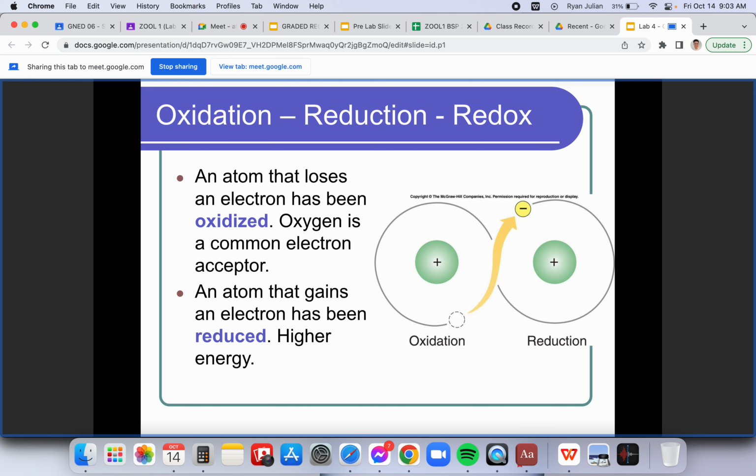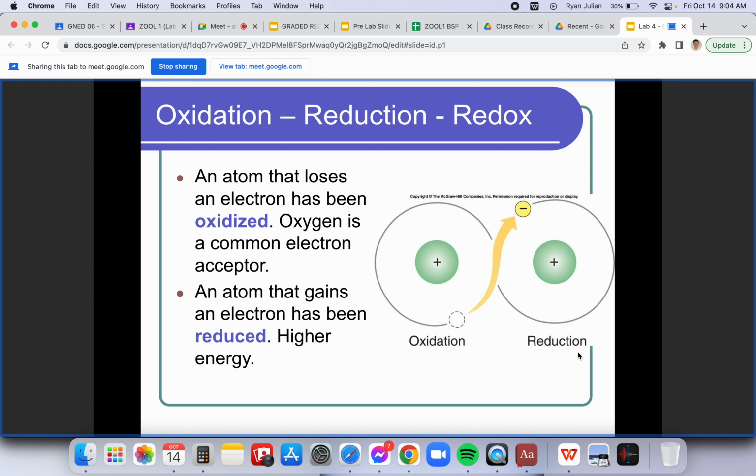Now, let's discuss the oxidation reduction, or what we call the redox reaction. This is where an atom that loses an electron has been oxidized. Oxygen is said to be a common electron acceptor. An atom that gains an electron has been reduced, which can lead to having a higher energy. Now, this image or model shows the redox reaction. The molecule on the left has been oxidized due to the loss of electron, while the molecule on the right has been reduced with the addition of a reducing substance.